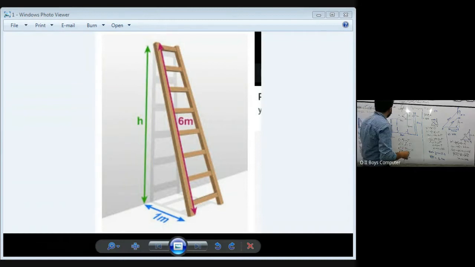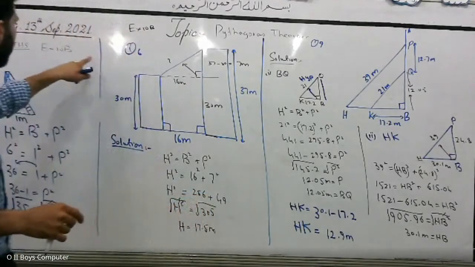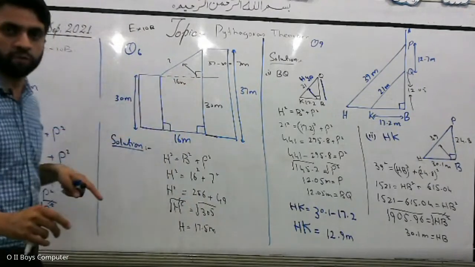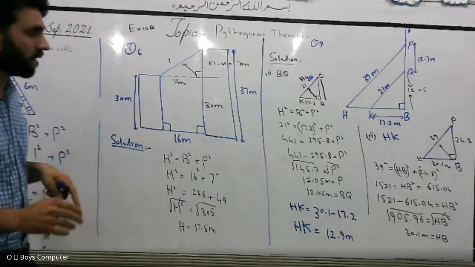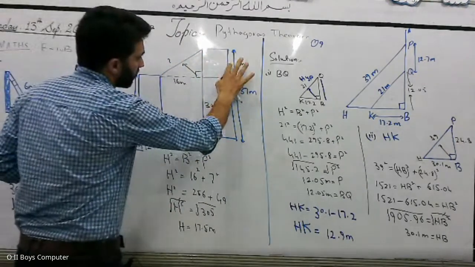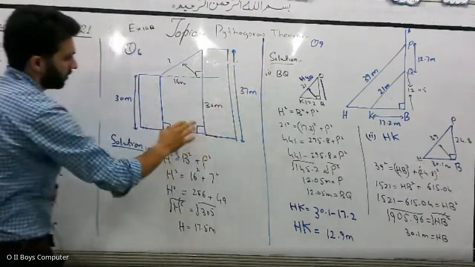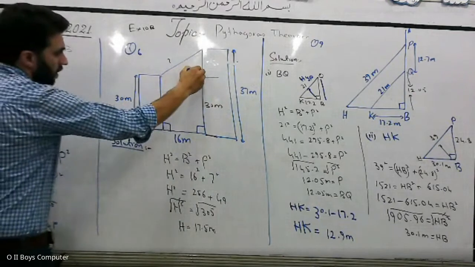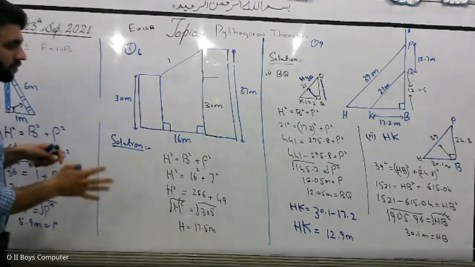So in the next question, this question is from exercise 10B, question number 6, right? I have solved the question for you. I am just going to explain the question. In this question, you can see that this is the question. Right? What is the question?